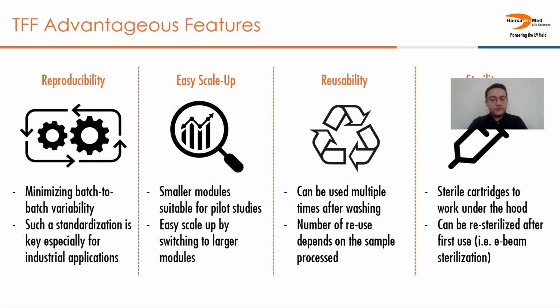Then a second critical advantage is easy scale up, because contrary to ultracentrifugation, for instance, if you want to scale up your EV manufacturing, the only thing you need to do is to change from a smaller module of TFF cartridge to a larger module, because while doing so, you don't deteriorate or compromise your performance. The fibers are the same, the filtration principle is the same. You can only process larger volumes.